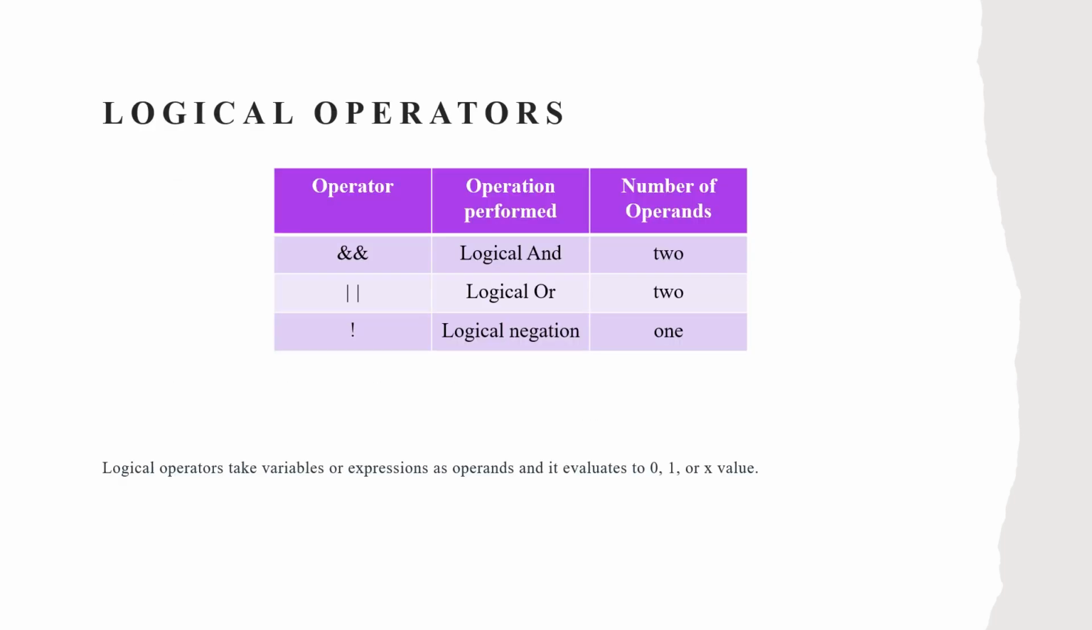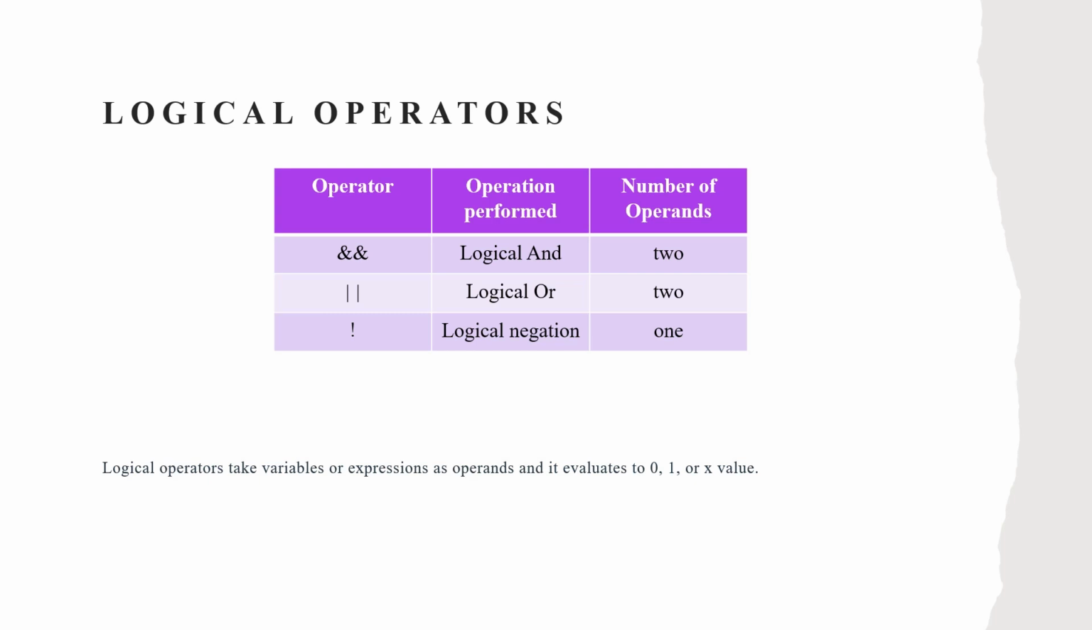And the next topic is logical operators. Logical operators take variables or expressions as operands and evaluate to a 0, 1, or x value as output. There are 3 operators: logical AND, logical OR, and logical negation. In this, 2 operands are available, and for negation there is only one operand.